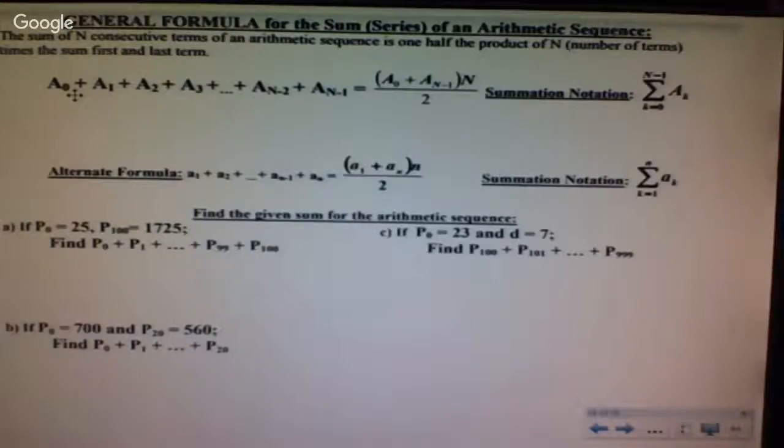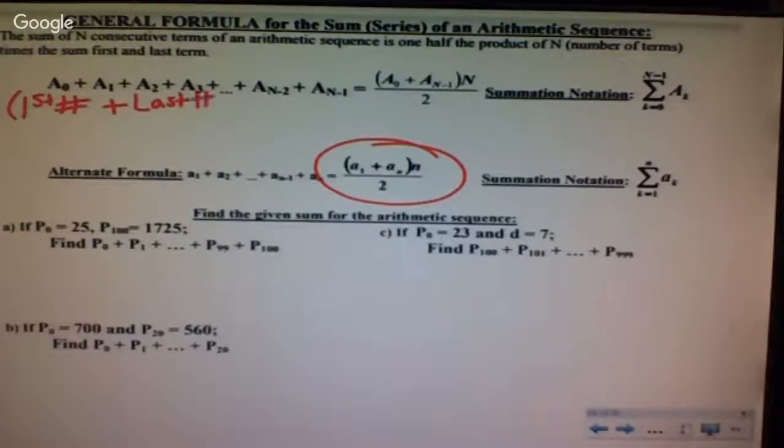On your final exam, you will be given this formula. Looking at it, you're like, well, what in the world does that mean? Let me give it to you in some easier terms. You're going to take the first number in your sequence, and you're going to add it to the last number in your sequence.